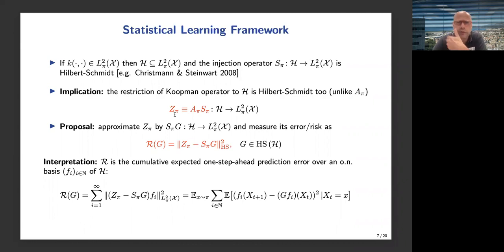So with this notation, the definition of the risk of an operator G: what we will learn is an operator G between the Hilbert space and itself, and our estimate for Z pi will be S pi times G, okay? And the quality of the approximation of G is measured by this risk, which is simply the squared Hilbert-Schmidt distance between the target operator and our estimator. What this risk measures is a cumulative expected one-step-ahead prediction error over an orthonormal basis in the Hilbert space.